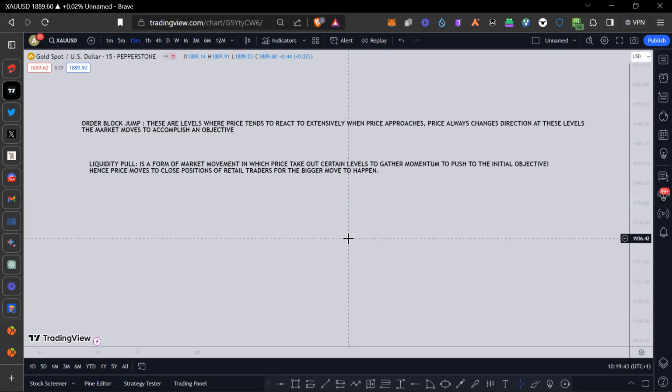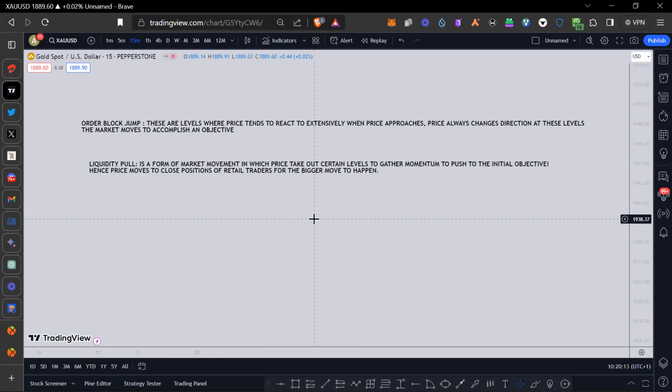So first is called the order block jump. I just added jump there because of the way the market usually moves when it approaches these levels. As you can see, what I wrote there, order block jump, these are levels where price tends to react extensively when price approaches there. So price always changes direction at these levels. In essence, what it means is that the market tends to move to accomplish an objective.